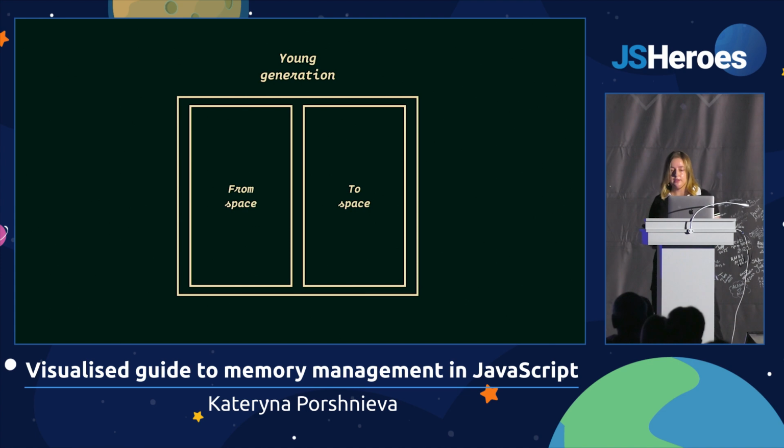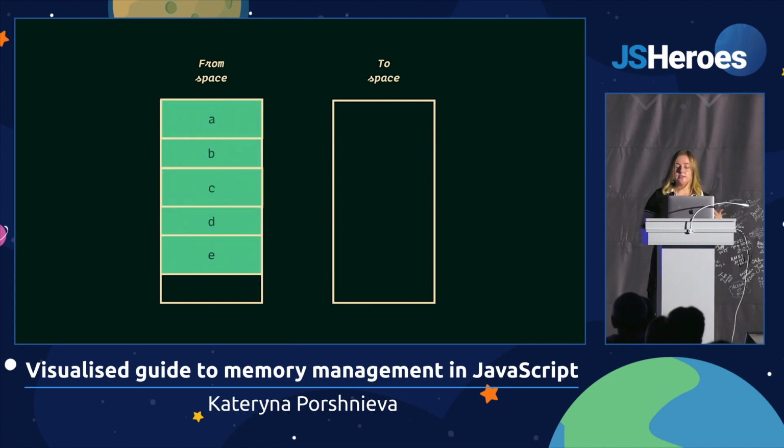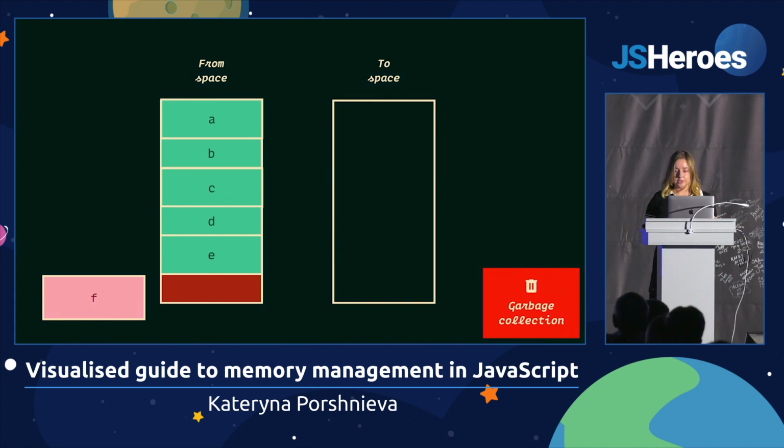And right now, we'll see why. They're called from space and to space. As our program runs, new objects get allocated into the memory. But at some point, the time comes when we try to allocate something, but there's just not enough space for it. And this is what triggers the garbage collection cycle. So V8 stops the execution cycle completely until the cleanup is finished.